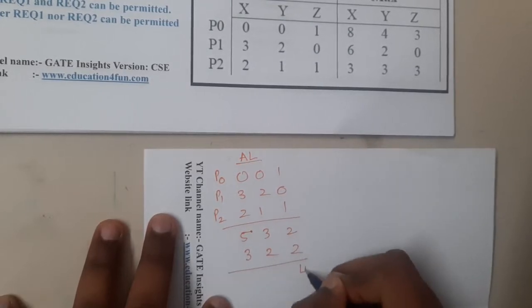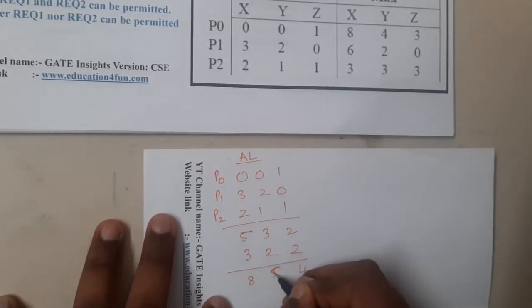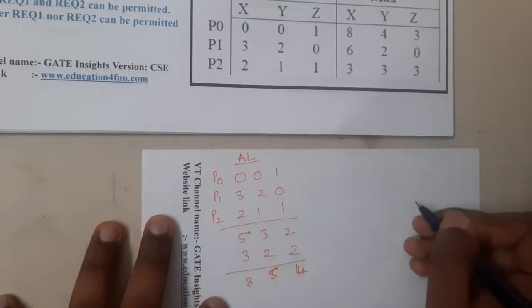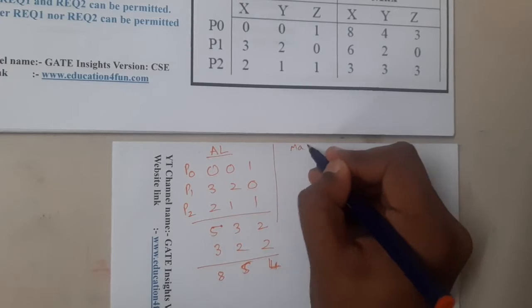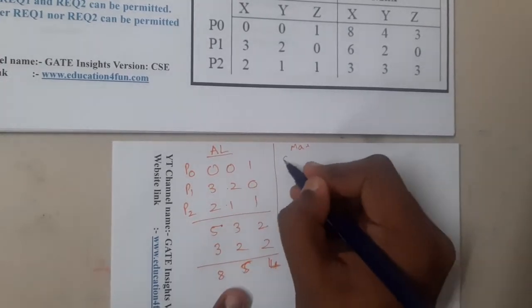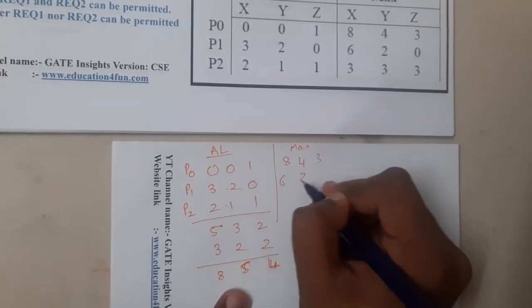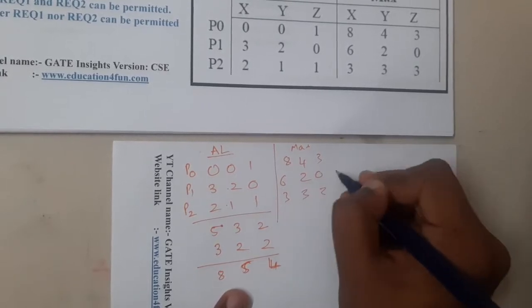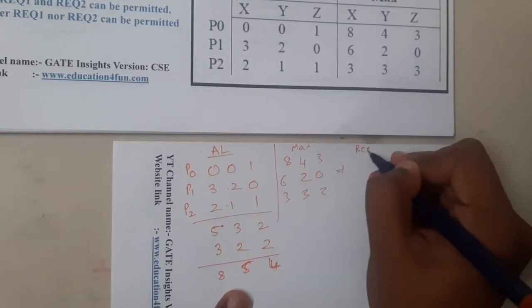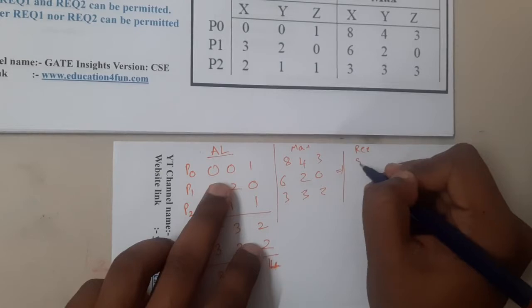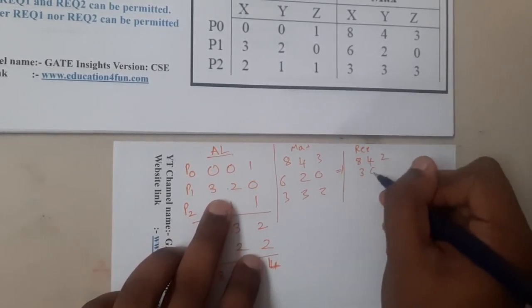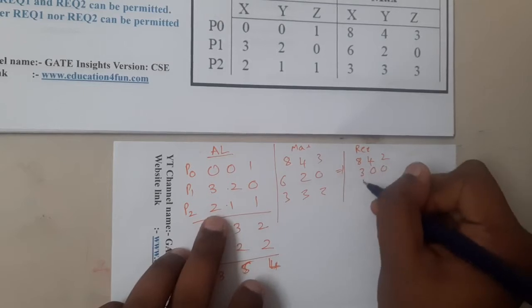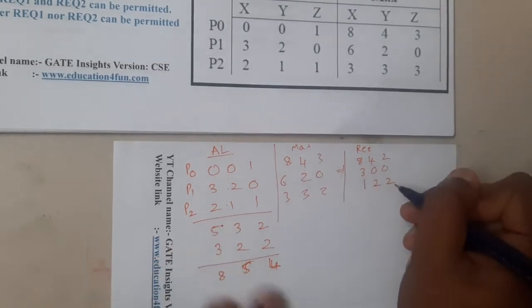So in total we have 8, 5, 4 resources of X, Y and Z respectively. They also told us the maximum resources these processes need: 8, 4, 3; 6, 2, 0; 3, 3, 3. So what are they requesting? Indirectly they are requesting 8, 4, 2. This one is requesting 3, 0, 0, and this one is requesting 1, 2, 2.